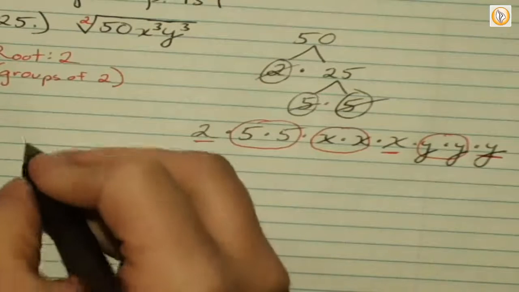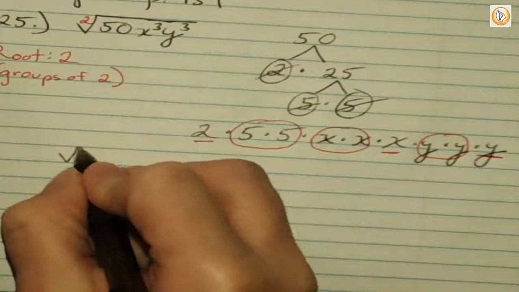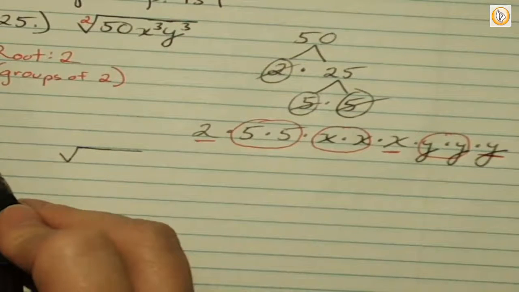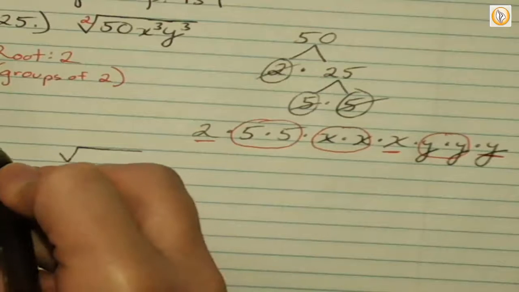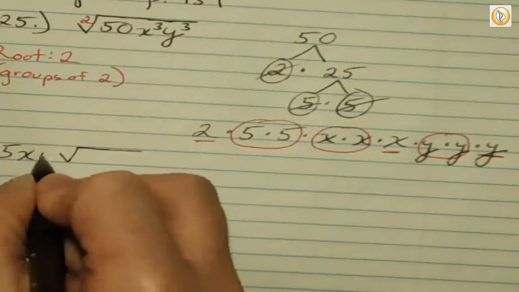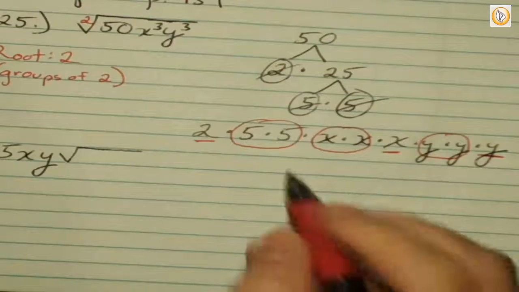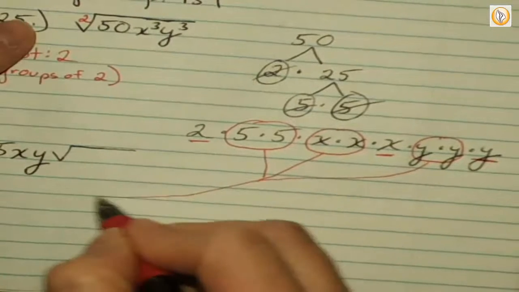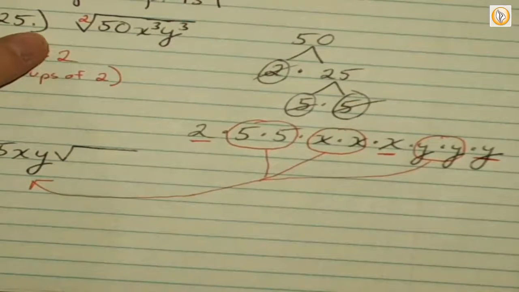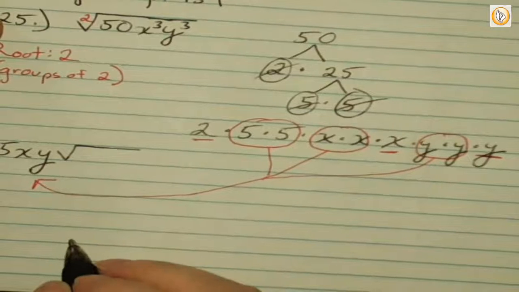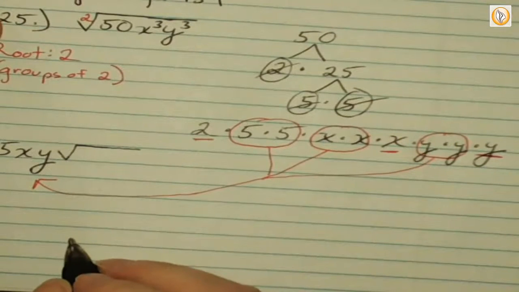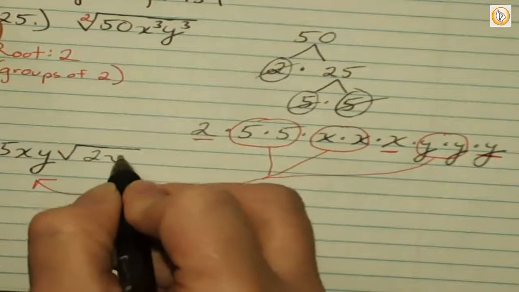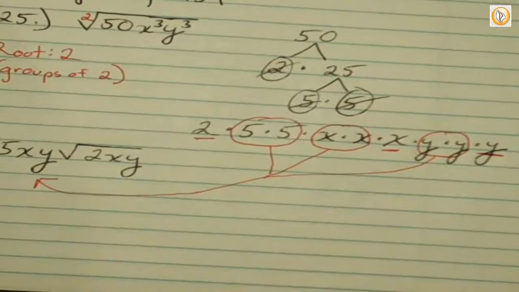So Valeria, what's going to go on the outside? 5xy. Perfect. 5xy, 1 of each, goes on the outside. And then what goes on the inside, Valeria? The leftovers. See, that's why. And there's my answer.